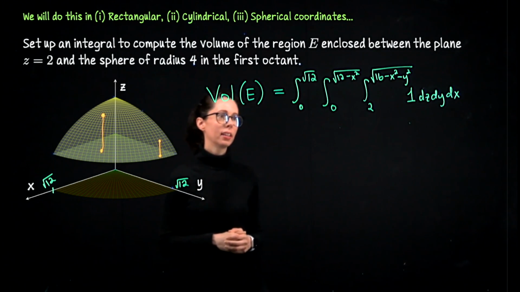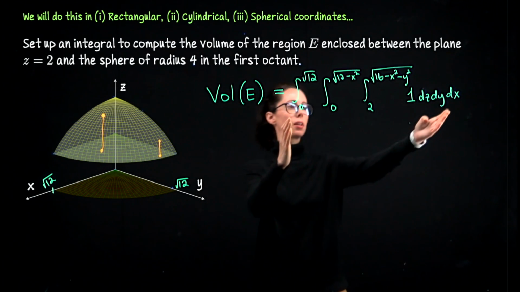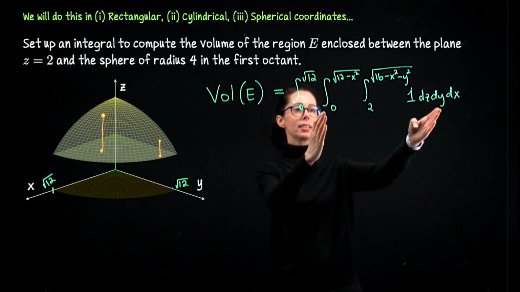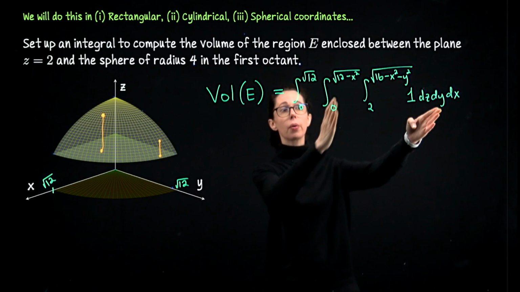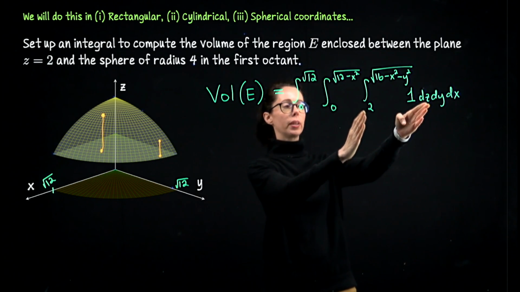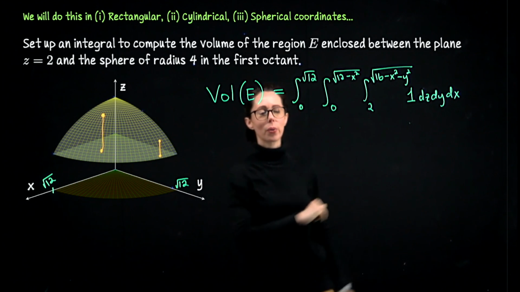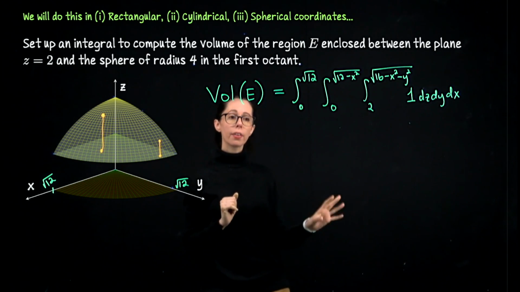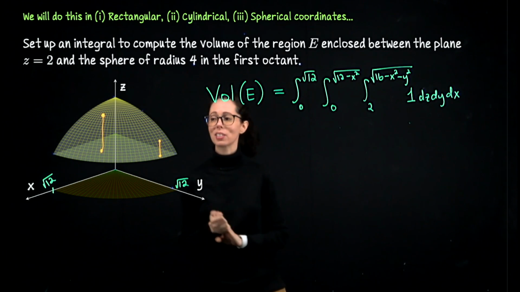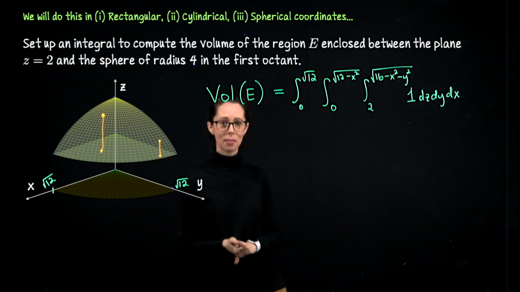where again, the outermost bounds are the constant ones, so that's dx on the outside, and then since y is being bounded between 0 and a function of x, that needs to come before x, and then z is bounded between 2 and a function of x and y, so that has to go on the inside. Other orderings are possible, but this is, I think, the most standard way to set up this triple integral in terms of x, y, and z.